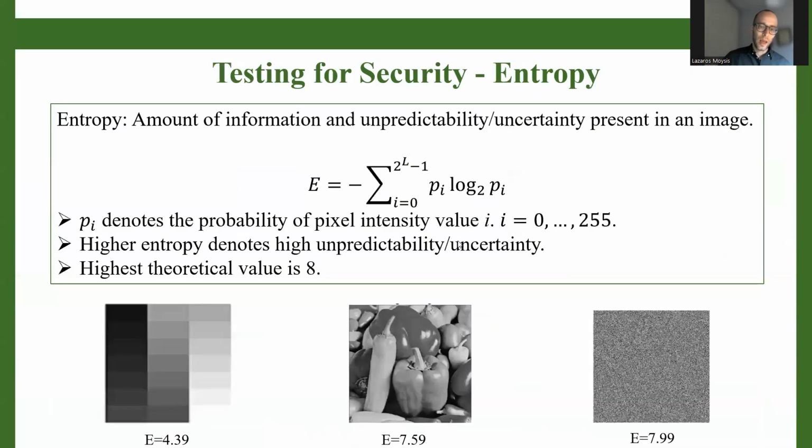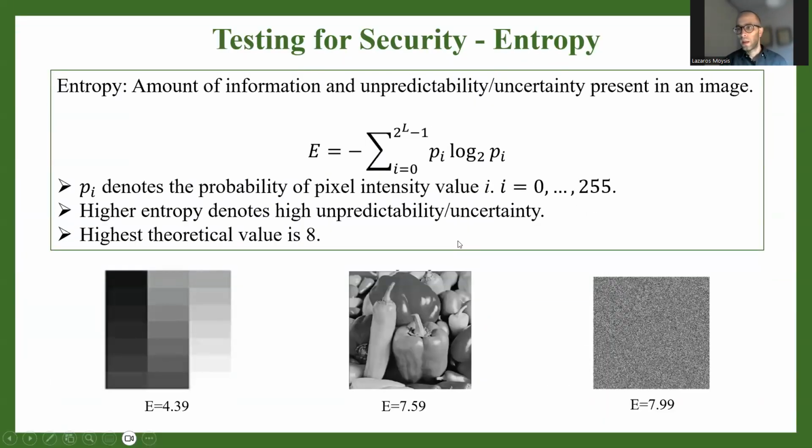So, again, as I told you in the previous video, entropy is a statistical measure from information theory, and it measures the amount of information present in a time series, or if you like, how predictable or unpredictable or uncertain this time series is. So this can be considered for any time series, and an image practically is a time series.